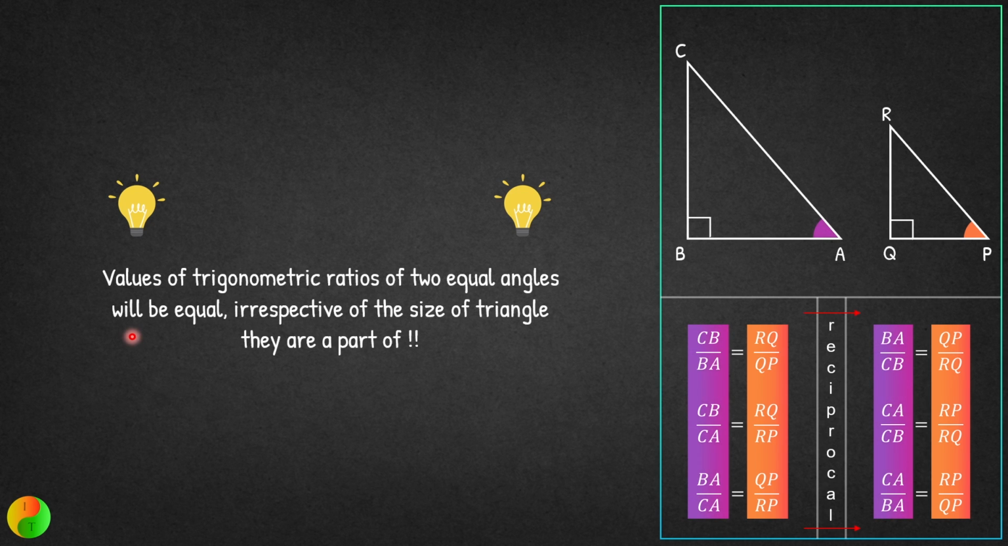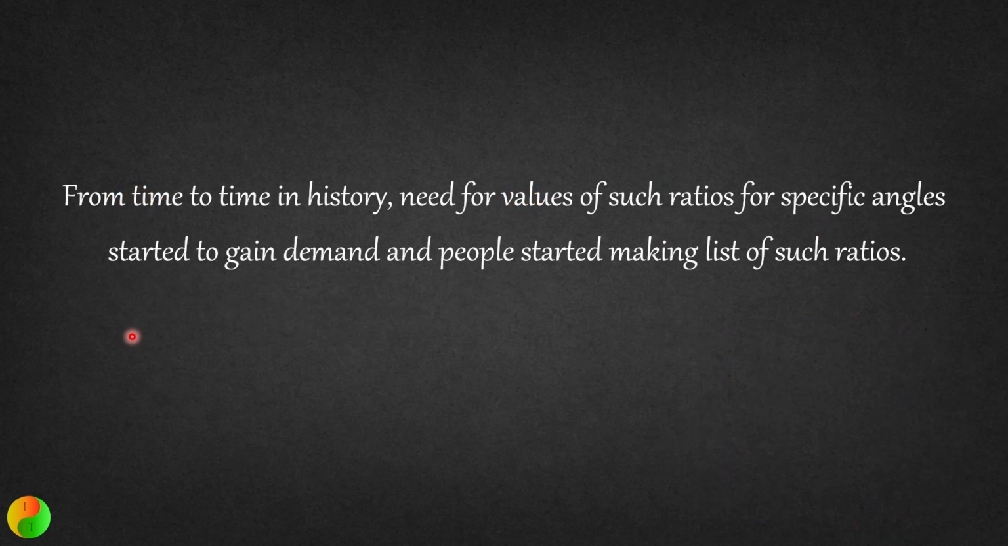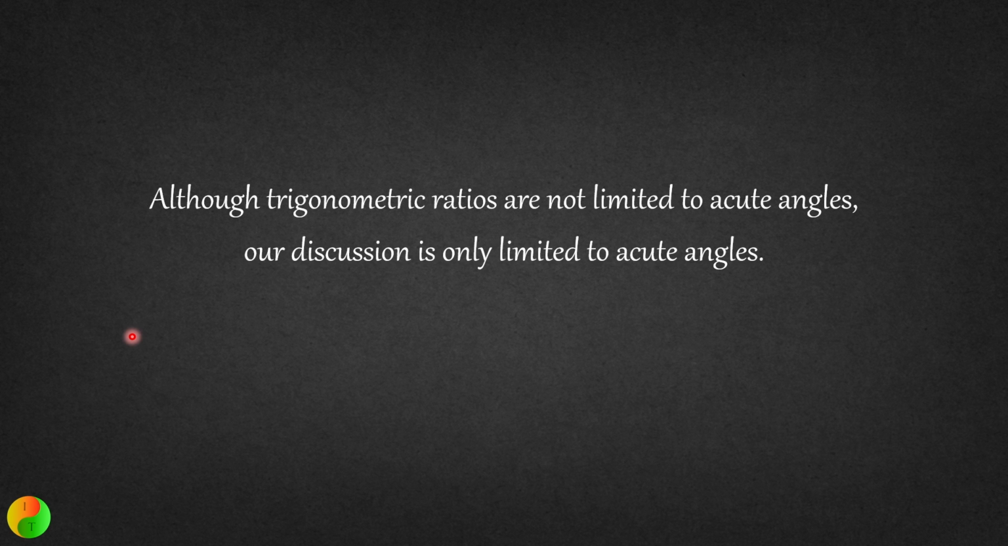Values of trigonometric ratios for two equal angles will be equal, irrespective of the size of triangles they are a part of. So from time to time in history, the need for such values of ratios for specific angles started to gain demand, and people started making a list of such ratios. Although trigonometric ratios are not limited to acute angles, our discussion is only limited to acute angles.